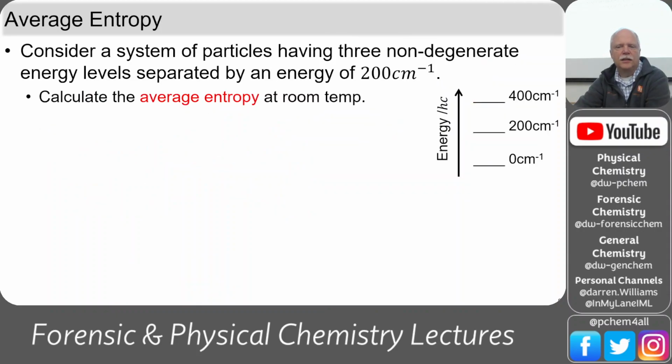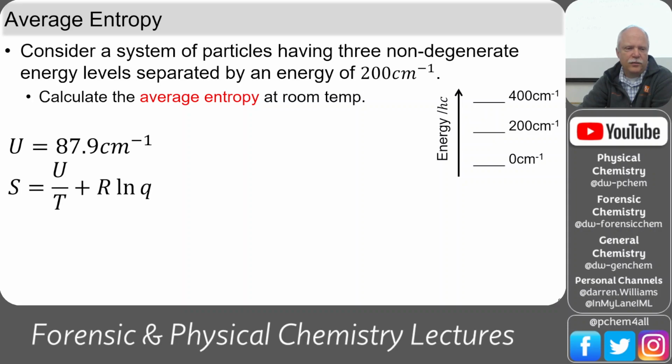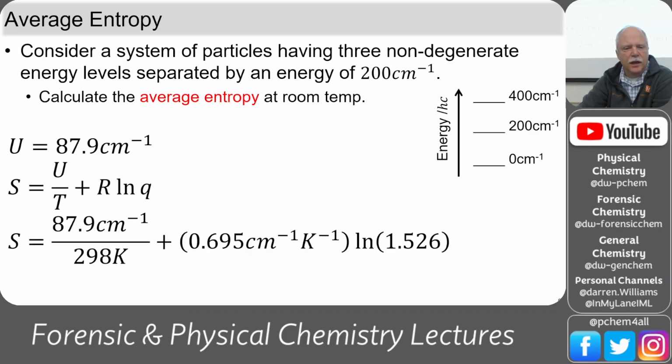Okay, so let's look at this same problem that we've been working on, and let's calculate the average entropy at room temperature. So here was our internal energy in wave numbers, 87.9 wave numbers, and here's our equation for the entropy. And so we're going to put these all together.